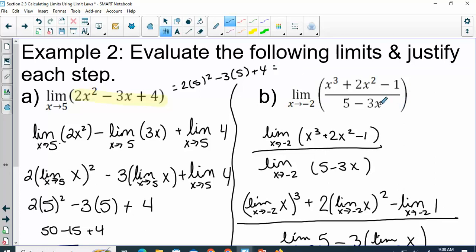Okay. This one, it's a rational function. If you plug in -2, does the bottom give you 0? No. So then we could just plug in -2 and get the answer. We don't have to write out all the steps like we did.